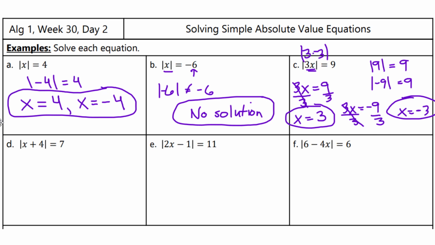Let's see on D. So x plus 4 inside the absolute value bars equals 7. So whatever we end up with inside of the absolute value bars is going to have to be either 7 or -7, because we're going to take the absolute value of whatever this is inside, and so whether it's a +7 or a -7, it'll give us this 7. Now, what needs to be equal to 7 and -7? It's the thing inside the absolute value bars, so x plus 4.